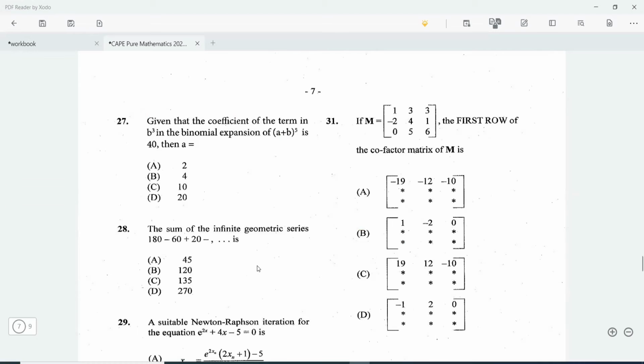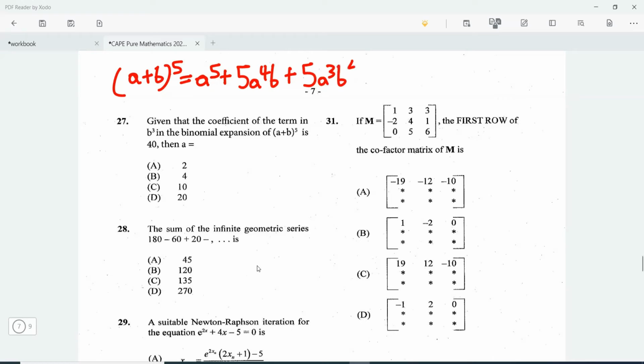Nice. Question 27. Given that the coefficient of the term in b cubed is 40 in this expansion, then what is a? So the b cubed term, they tell us that is 40. So a plus b raised to the 5th, which we know is a to the 5th, plus, this is then 5a to the 4 times b plus 5a cubed b squared. It is the Pascal triangle I'm trying to remember. It's 1, 5, 10, 10. So this should be 10.